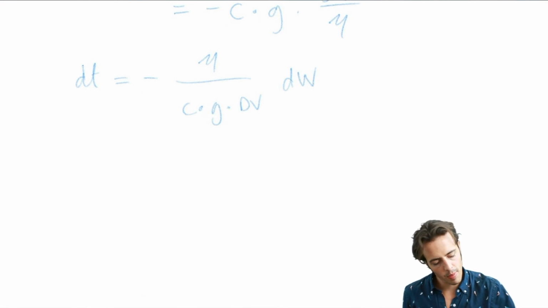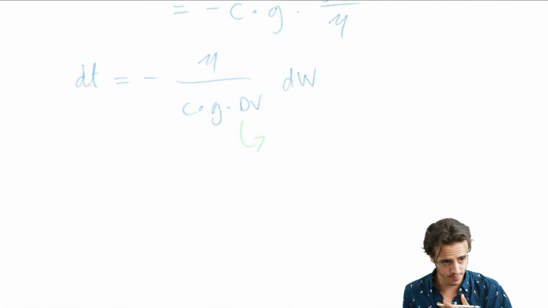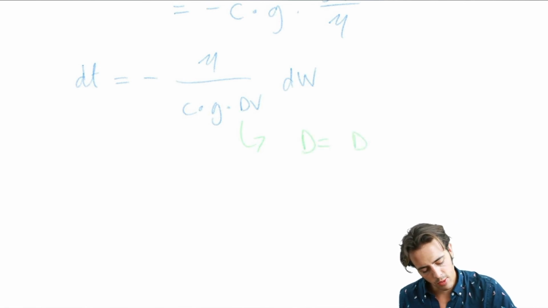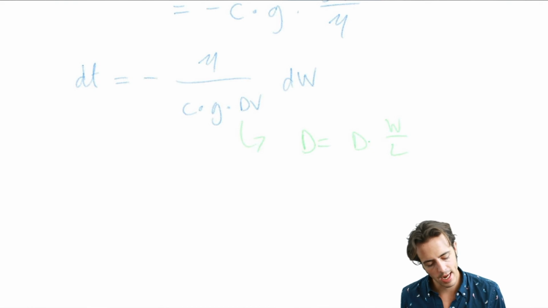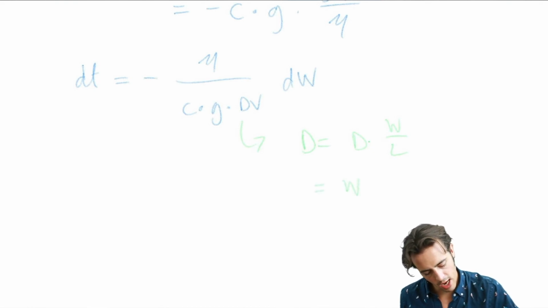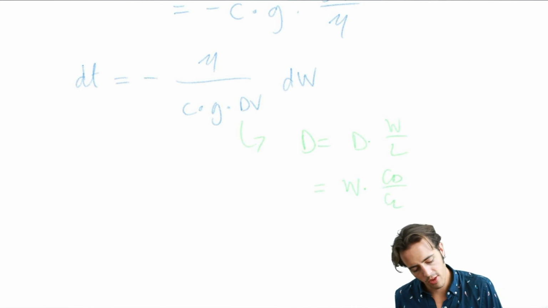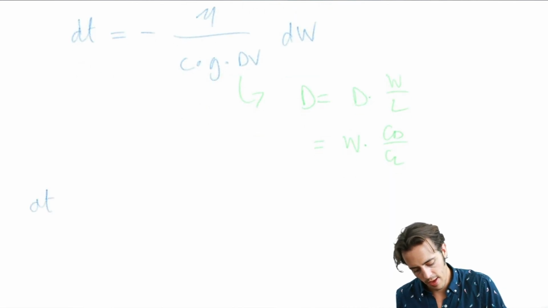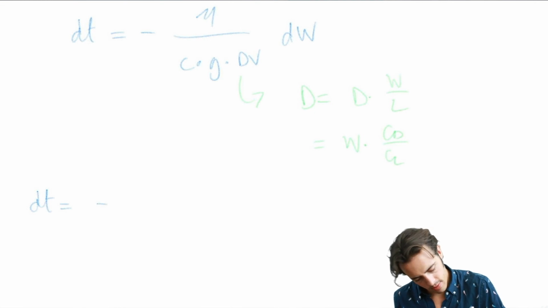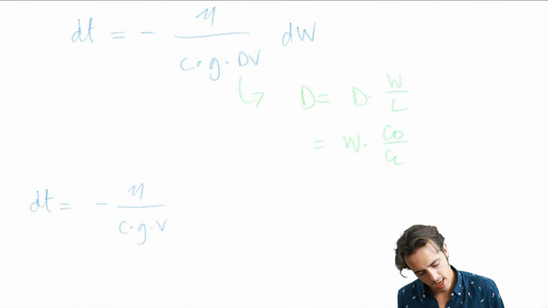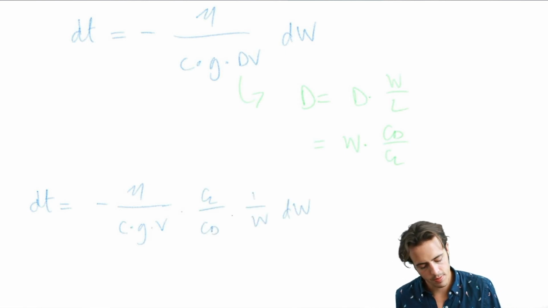Just as before, we're going to do something funky with the drag. We're going to say the drag is equal to our weight multiplied by drag divided by lift. So that's equal to, in our case, the aircraft weight multiplied by CD divided by CL. Then we can make that substitution. We'll say that dt is equal to minus eta divided by c g V, and then what have we got now? We've got CL on CD, 1 over W dW.